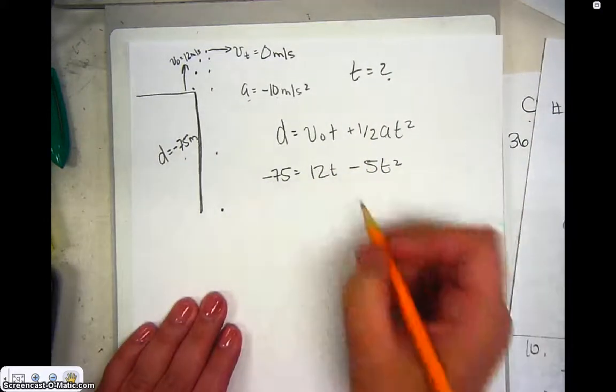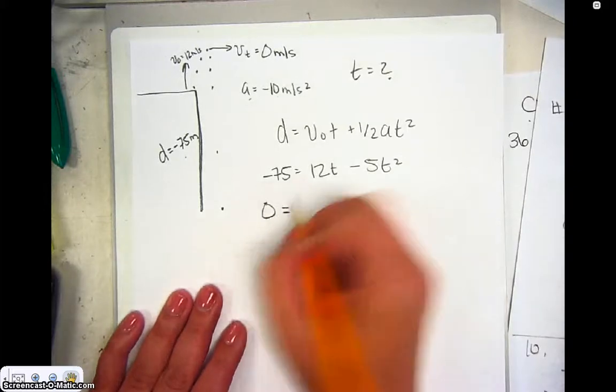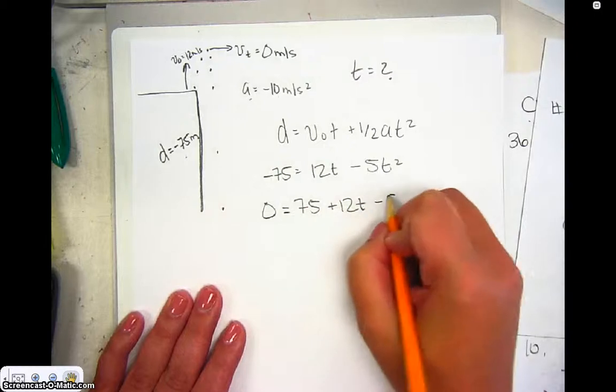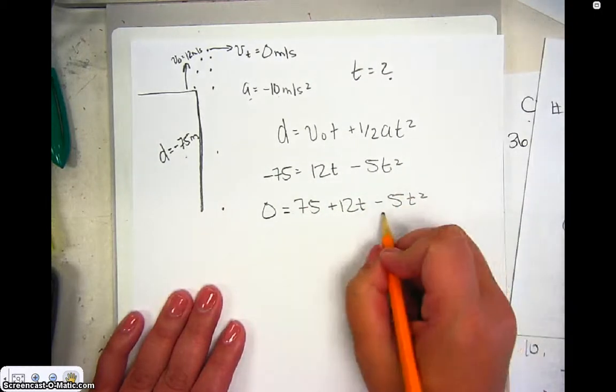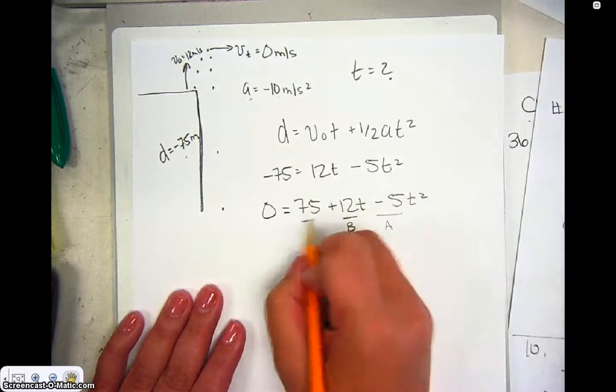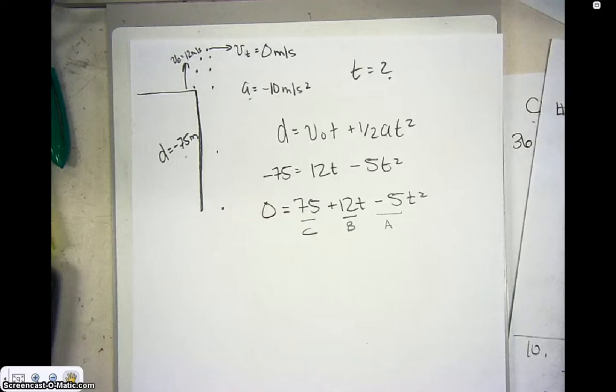Okay? Now, remember when we do the quadratic, we need to set it equal to 0. So 0 equals 75 plus 12t minus 5t squared. This is A, this is B, and this is C. Okay? I'm not going to go through the entire quadratic equation. You should all know that by this point. If you haven't done it in a while and you just want a refresher, ask me in class and I can help you individually with that.